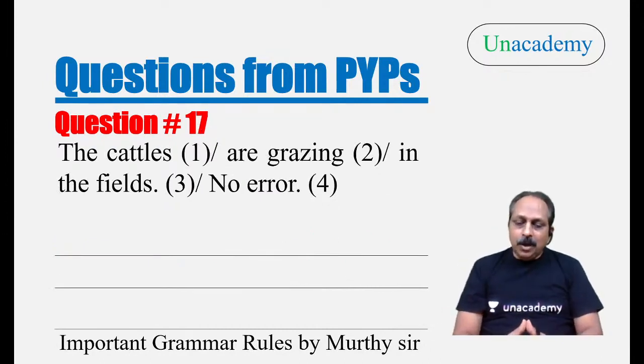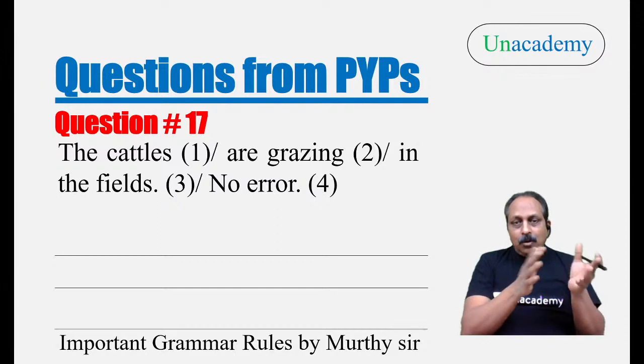Now let us go to question number 17. Where is the error? The cattle are grazing in the fields. Oh, Rishita, the first one to respond. After that, I see Hussein Sheikh and Prithviraja, Nagamani, Aman, all these. Here, cattle is not correct.